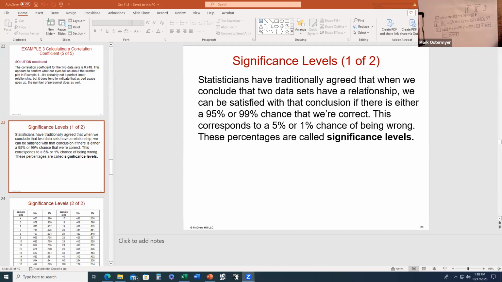Statisticians have traditionally agreed that when we conclude that two data sets have a relationship, we can be satisfied with that conclusion if there is either a 95% or 99% chance that we're correct. This corresponds to a 5% or 1% chance of being wrong. These percentages are called significance levels.